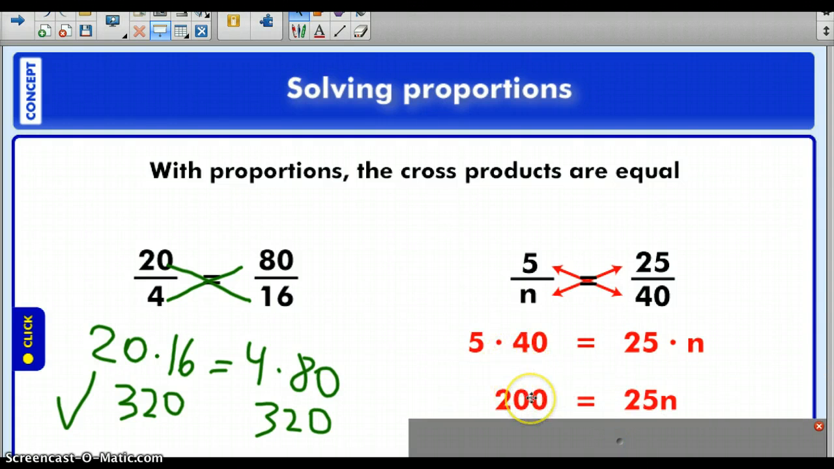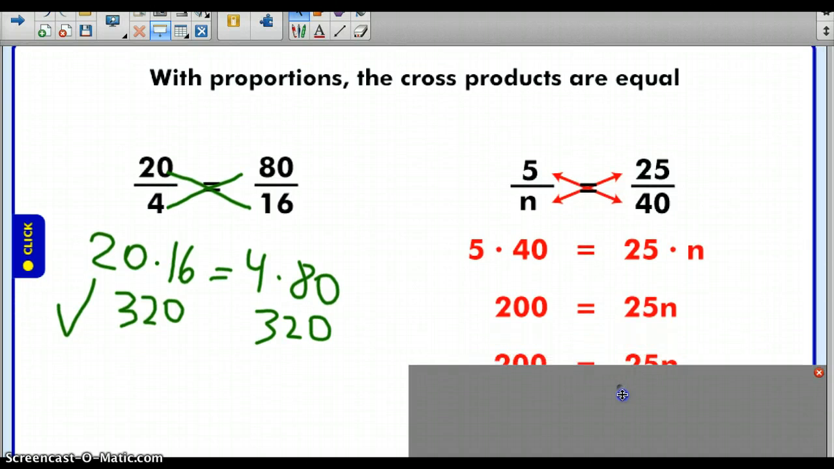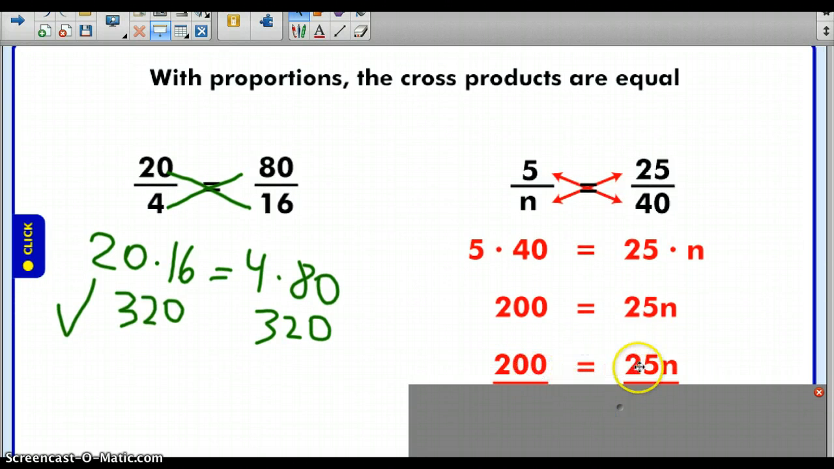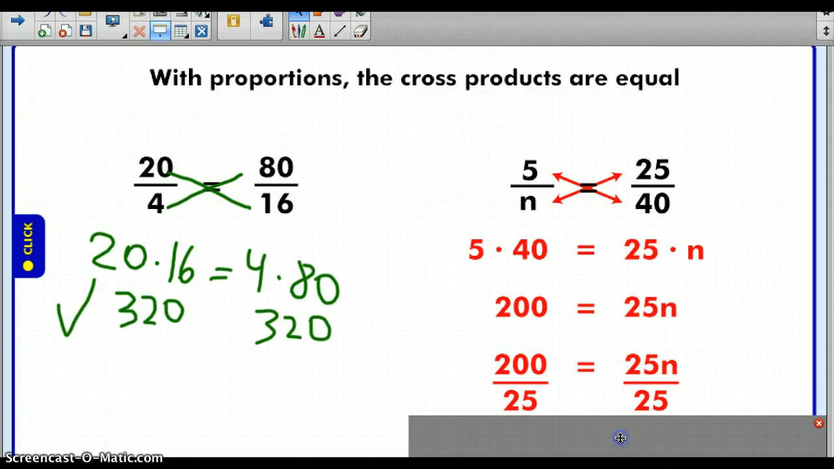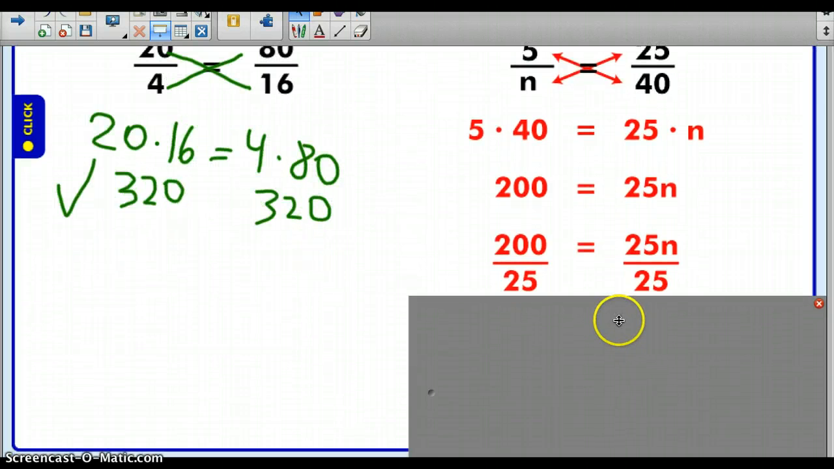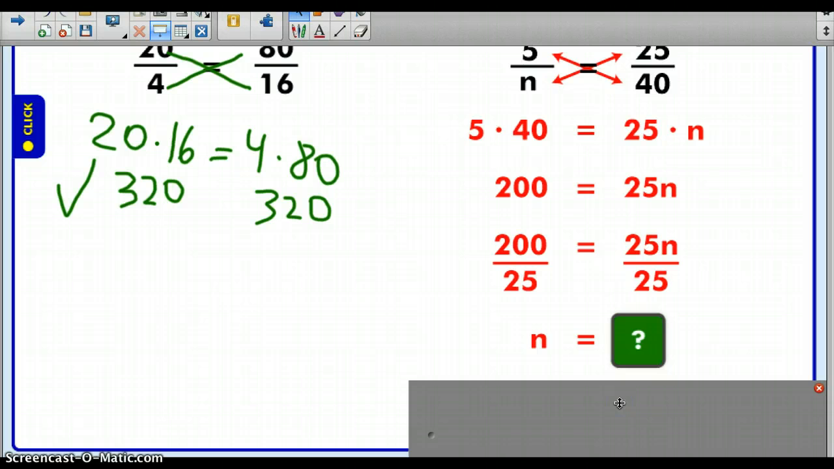On this side, 5 times 40 is 200. On this side, 25 times n is just written as 25n. So now we have 200 equals 25n, and we're going to divide both sides by 25 to get n by itself. When we do that, we end up with n equals 8, because 200 divided by 25 is 8, and these 25s cancel each other out. So we can set up a proportion and use it to solve for the missing variable.